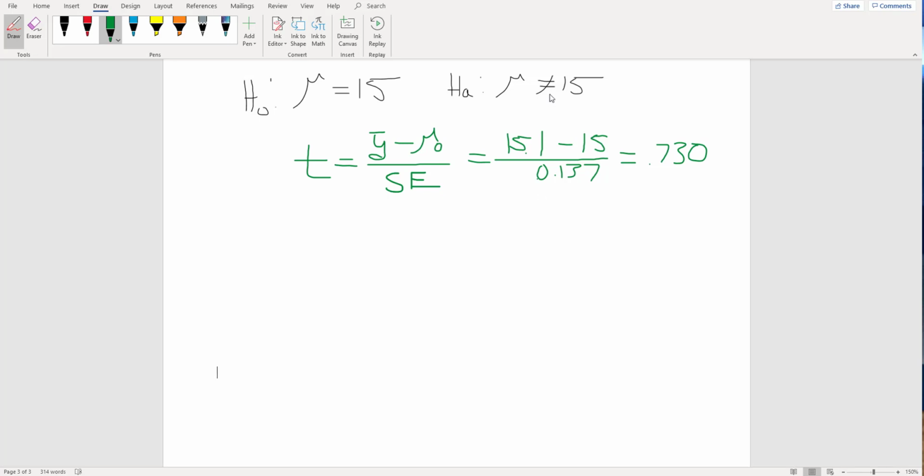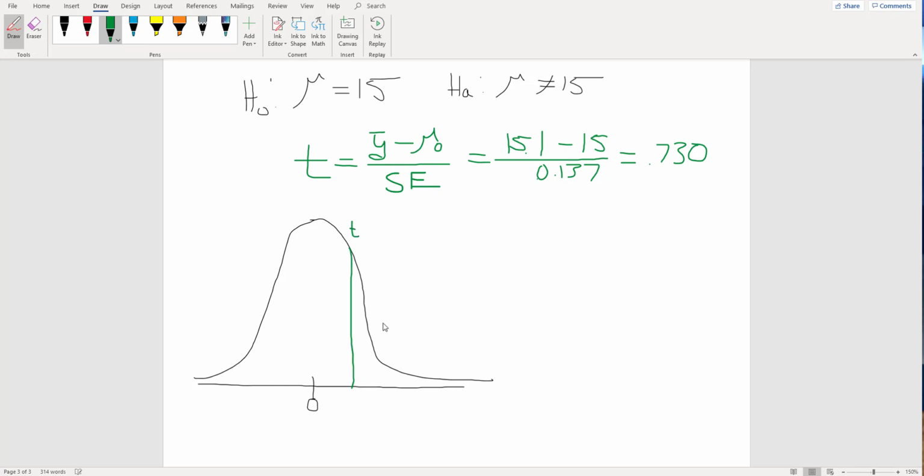But changing the alternative hypothesis will affect the p-value. If we draw out our t-distribution, it would look something like this. Still centered at 0. We'd mark where our test statistic falls of 0.730. So far, nothing has changed. But where it is going to change is which part of this curve that I want. Since it's not equal to, we want a 2-tailed test. So it means we want the area above.